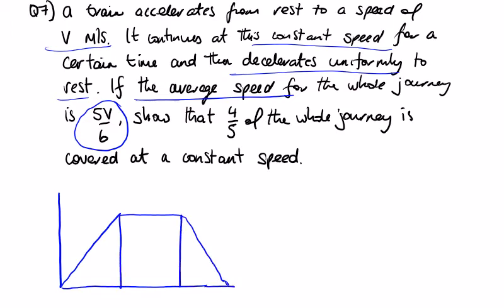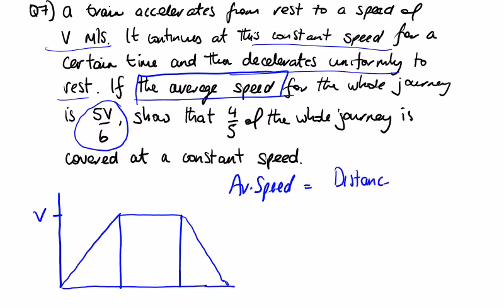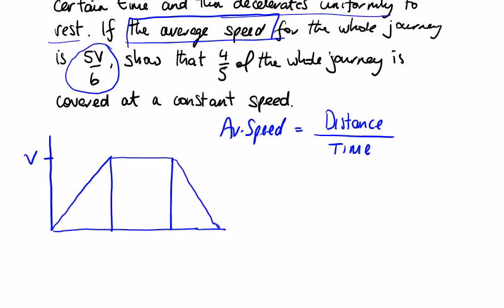So what's going on here? Accelerates to a speed of v. We don't know what the acceleration is here, but we're told the average speed is 5/6 of v. So what is average speed? Average speed we know is the total distance over the total time. So we call our times, we could call them T1, T2 and T3, but that would mean putting in 1s, 2s and 3s. Let's call them x, y and z.